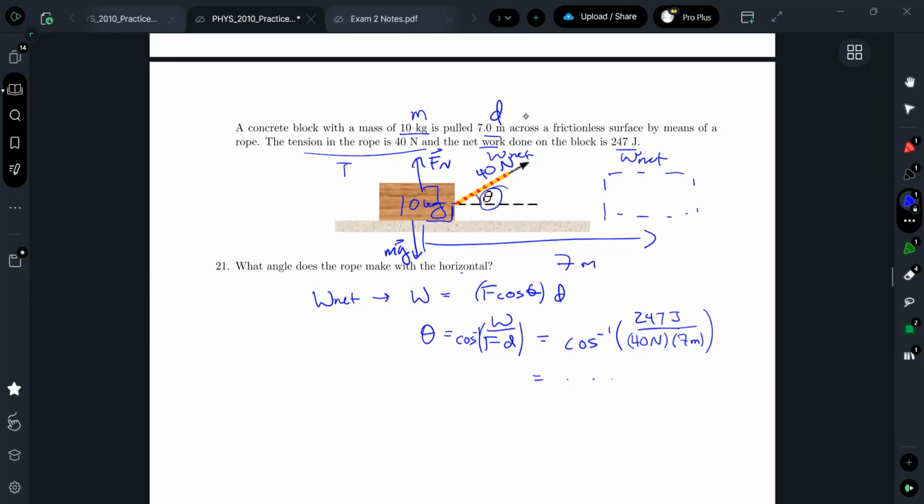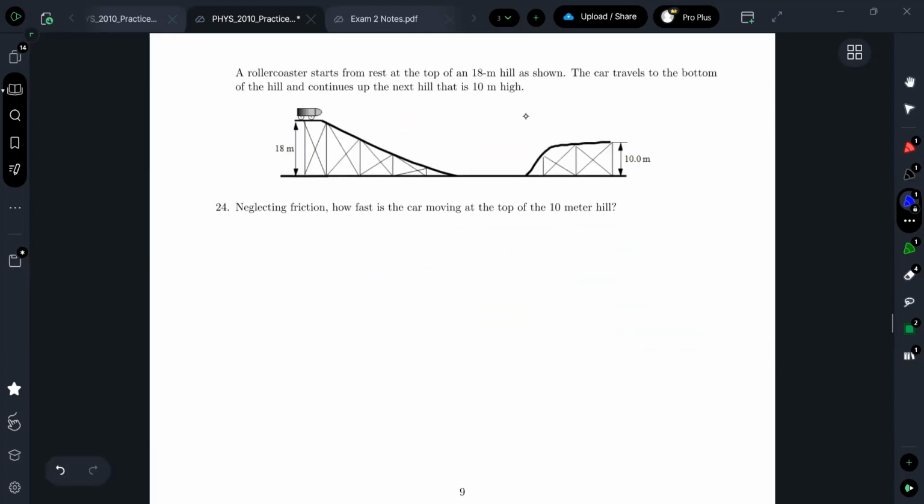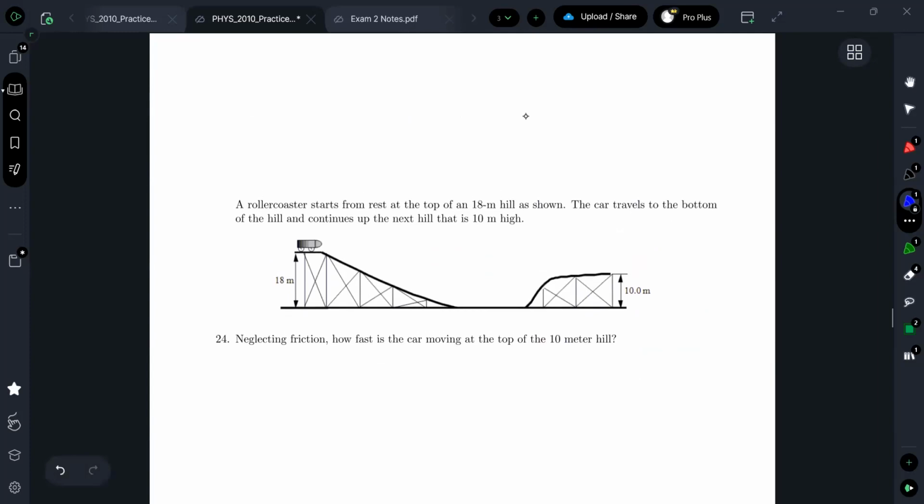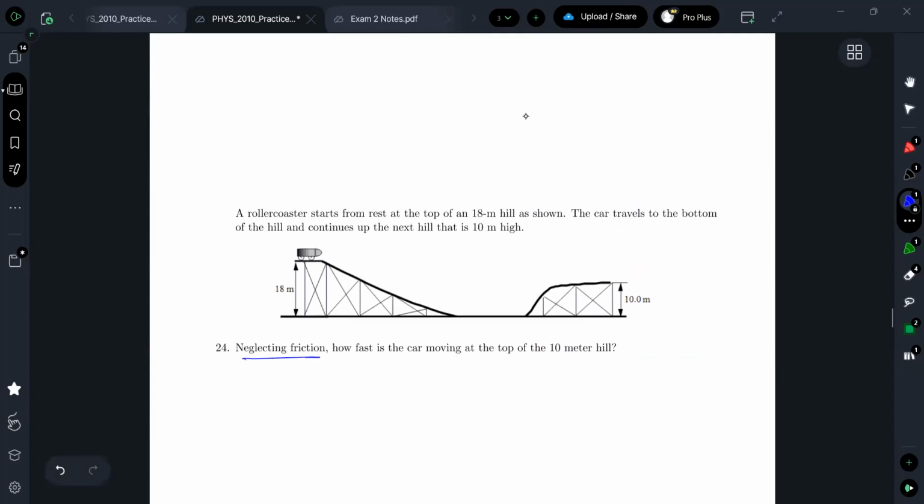24 is the next question. Okay, a roller coaster starts from rest at the top of a hill. I'm still in the energy chapter, but it tells me I'm going to neglect friction. If I'm reading this step by step, I wouldn't be at that part yet. So let's read step by step. Starts from rest at the top of an 18-meter hill. 18 meters is a height, and it says it starts there, so maybe that's an initial height. If this picture were not given, I should be drawing it right now.